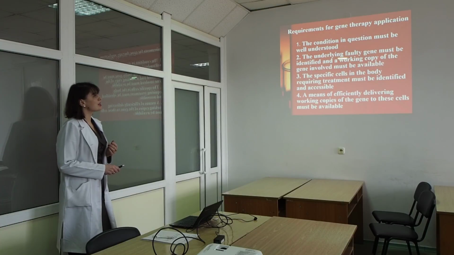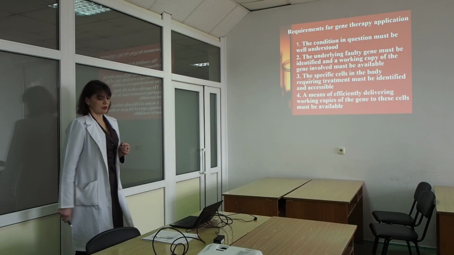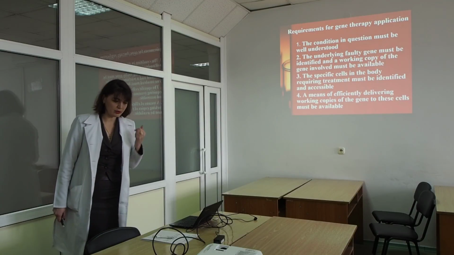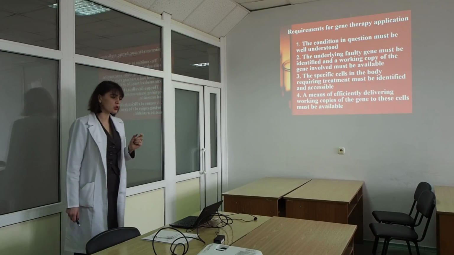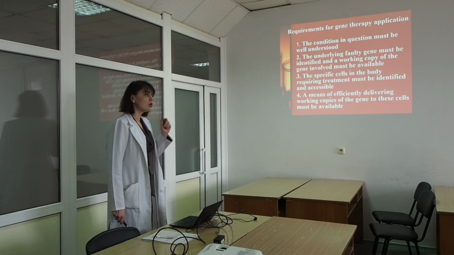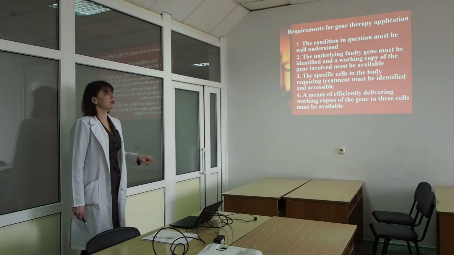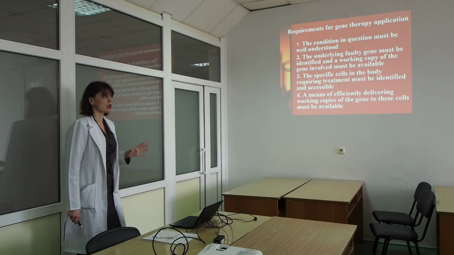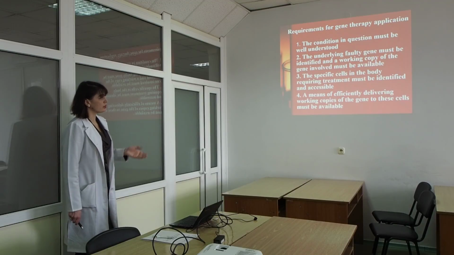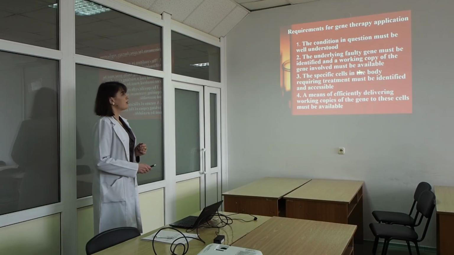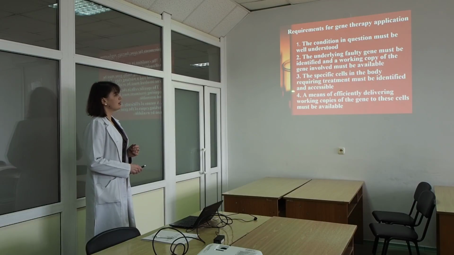The underlying faulty gene must be identified and a working copy must be available. What is the issue here? Previously you saw the picture where we cut the genome and take the portion with the normal gene, so we must be sure that this normal gene is really available. We can, for example, clone it in culture or obtain it from another healthy human being or some donor and so on. Specific cells in the body, which we call target cells, must be identified and accessible.